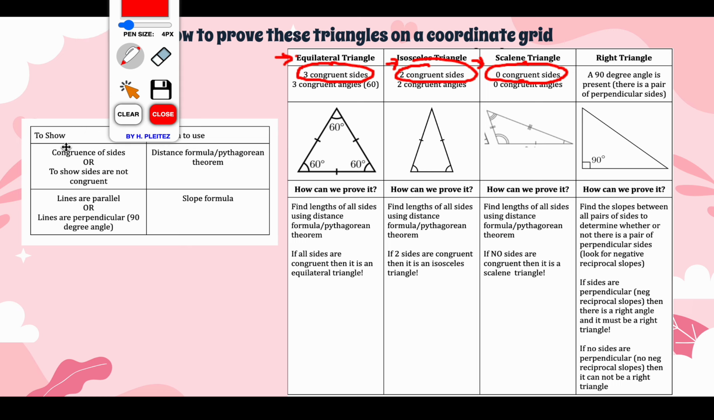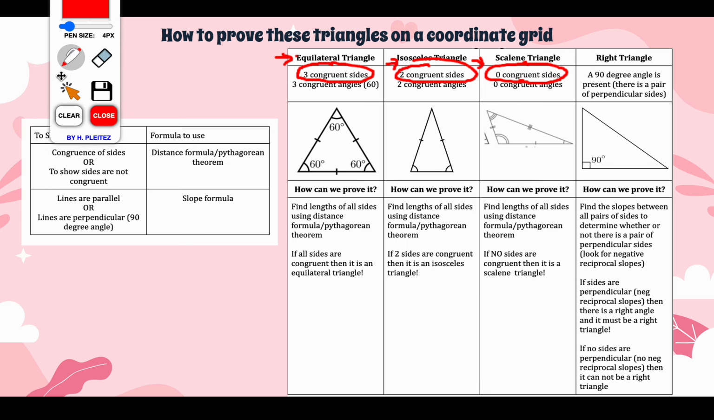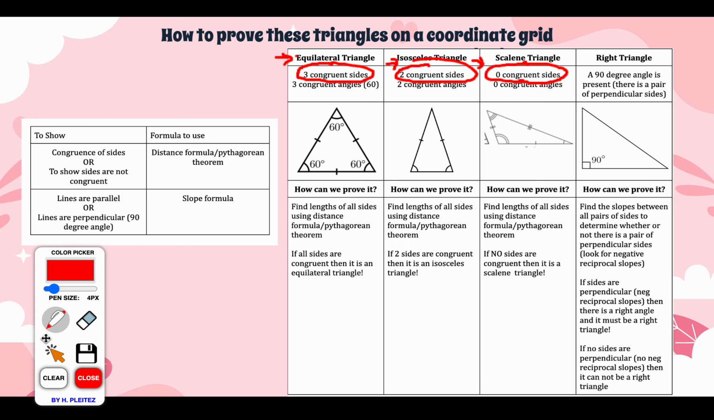So to show the congruence of sides, or to show that sides are not congruent, whichever way you're trying to go with that, you need to use the distance formula or the Pythagorean theorem. So remember, the distance formula and the Pythagorean theorem give us lengths of sides. So we need to know the lengths of the sides to figure out whether or not they're congruent. And then for right triangle, the only aspect actually right now that we can focus on is the presence of that 90-degree angle, which means we need to have presence of perpendicular sides.